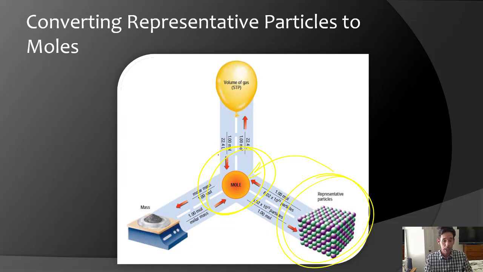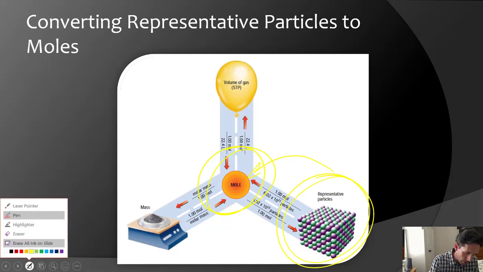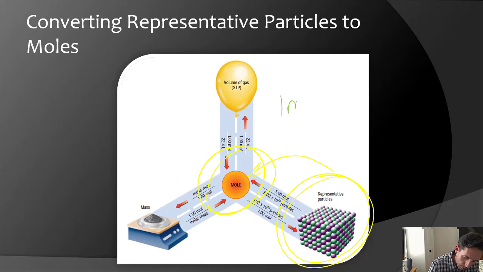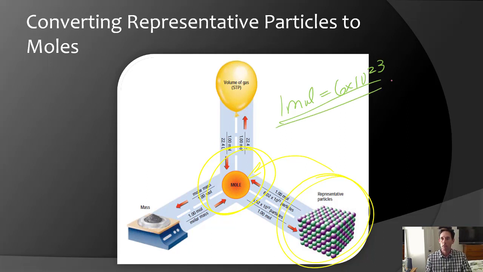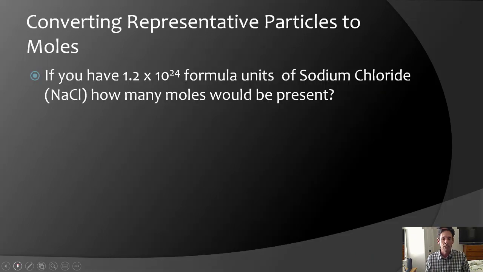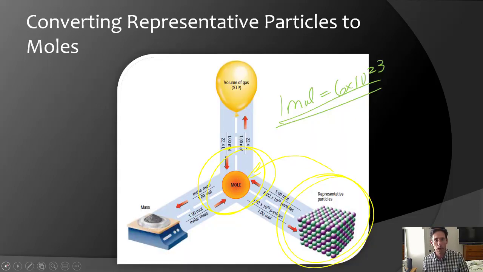So again, we've got to remember, ladies and gentlemen, that 1 mole of anything is equal to 6 times 10 to the 23rd. That's what we got to remember. So let's take a look at our next question here. It says, if you have 1.2 times 10 to the 24th formula units of sodium chloride, how many moles would be present? So again, looking back at our mole map, we're going from representative particle to mole.